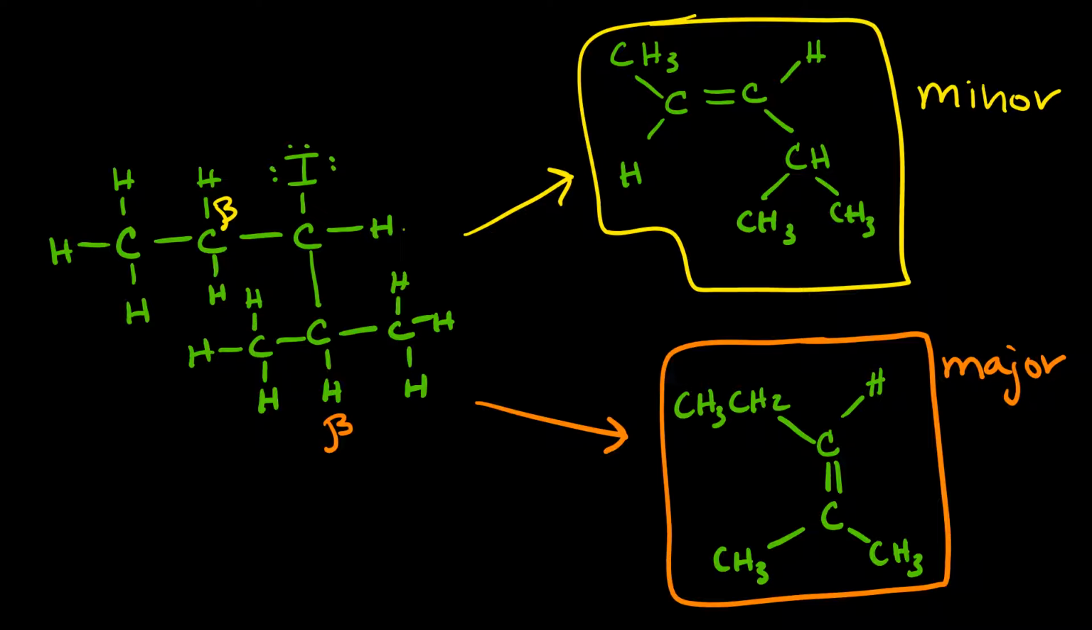Since we know that tri-substituted alkenes are more stable than our di-substituted alkenes, we actually will get a mixture of the two, but the majority of the product will be the tri-substituted. So we're going to say that this is the major product, and this would be the minor product.